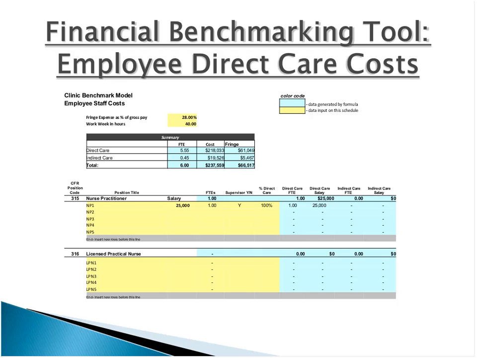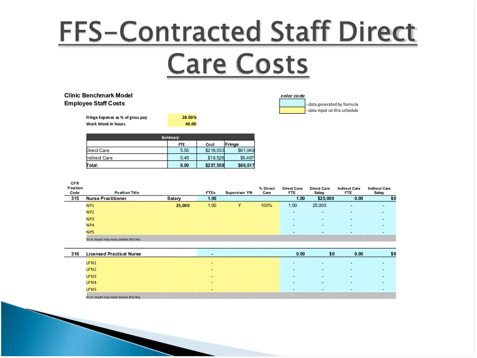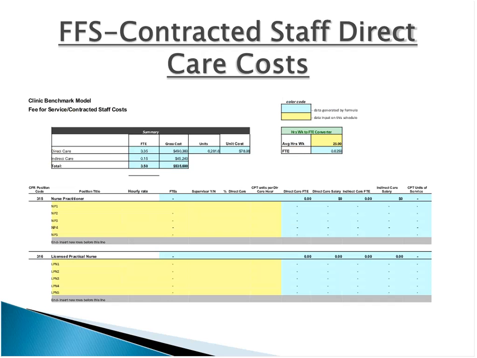So today we're going to be looking at two of the tabs, and we're going to be spending most of our time in the benchmarking model, showing you some examples, walking through your inputs, and hopefully giving you a better feel for how you can put the benchmarking tool into play. The one tab we'll be looking at is the employee direct care costs, and the other is the contracted direct care costs.